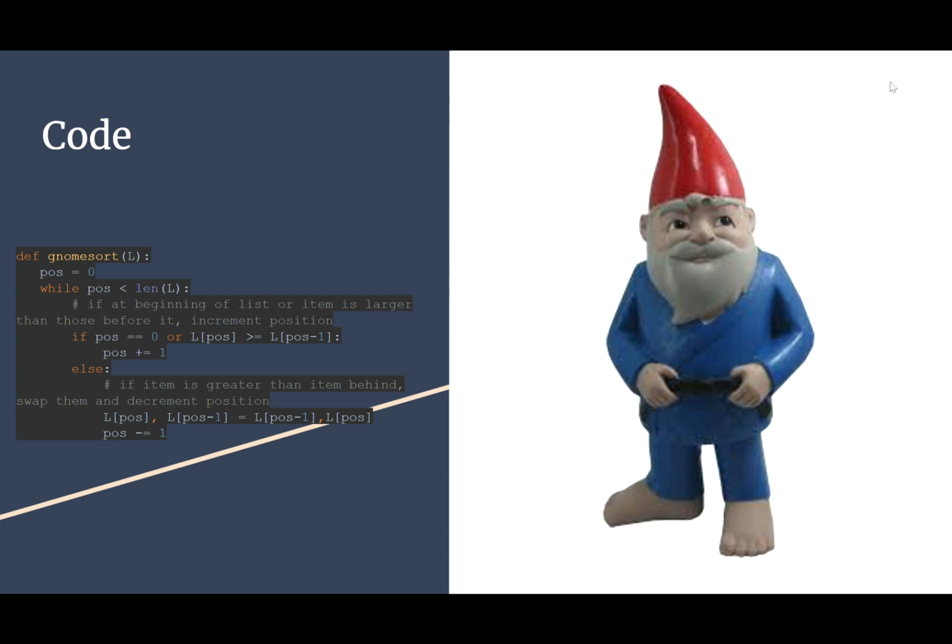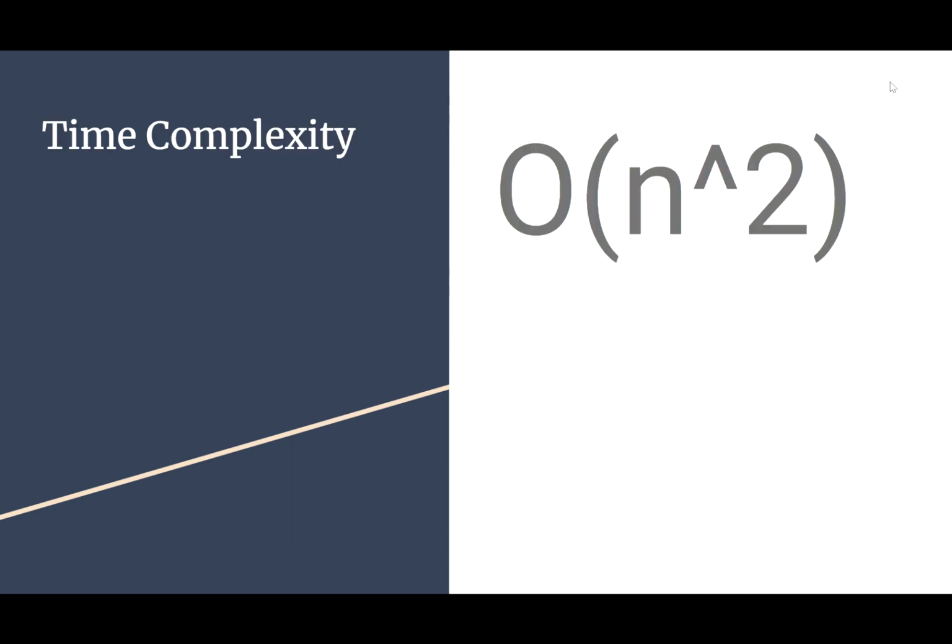Now, since we check every item with every other item, the code is going to have a time complexity of O of n squared.